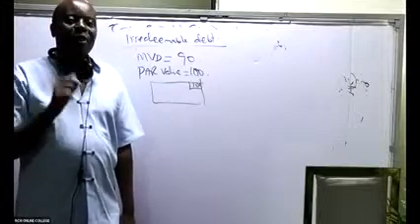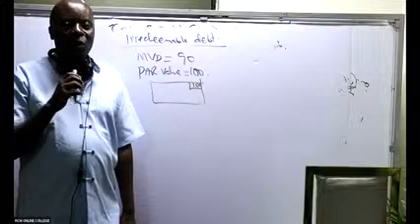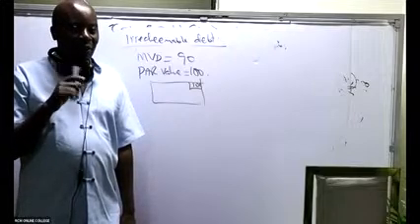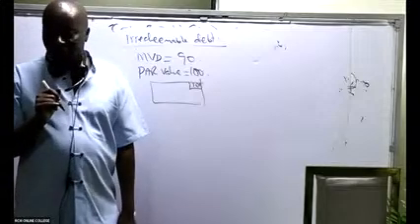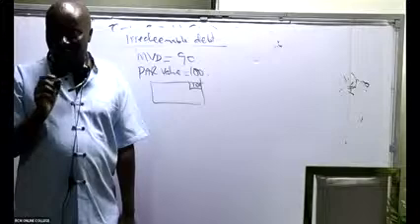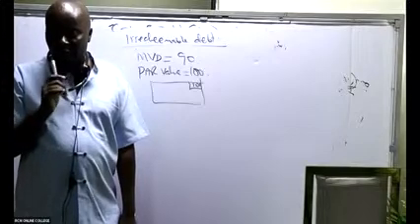Listen, if you go to a question and realize the examiner is telling you that the market value of debt is 800, what will be the par value? If market value of debt is 800, what will be the par value?